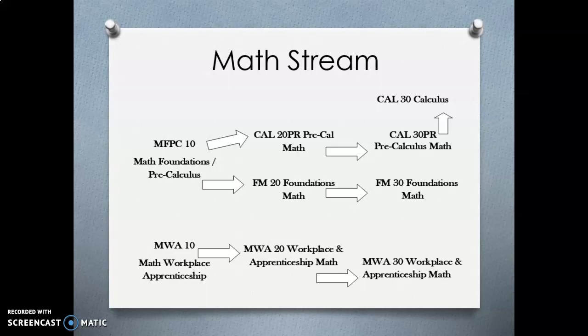Something to note, and I've had students who've done this: they did the math workplace because they didn't think that they wanted to do anything related to foundations or pre-calculus, and then they had to go all the way back to their grade 10 math because they did figure out what they wanted to do and had to go back and complete those math courses. So again, I just don't want you to close any doors or options for yourself.